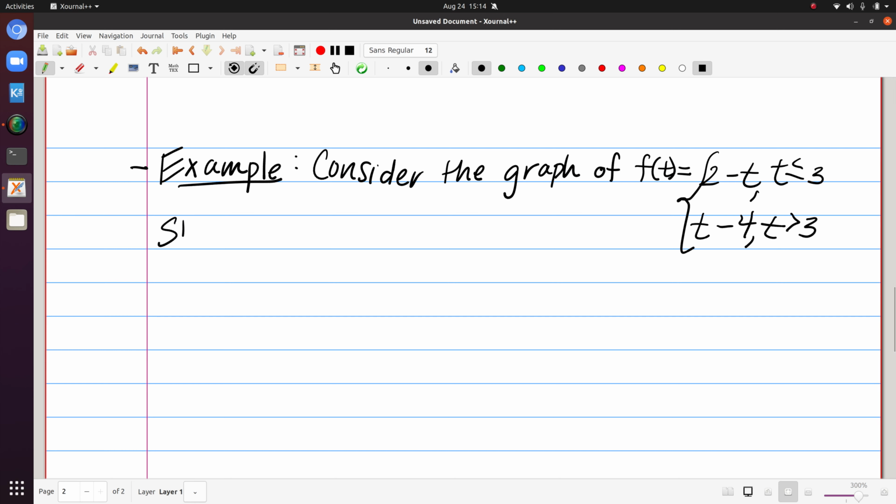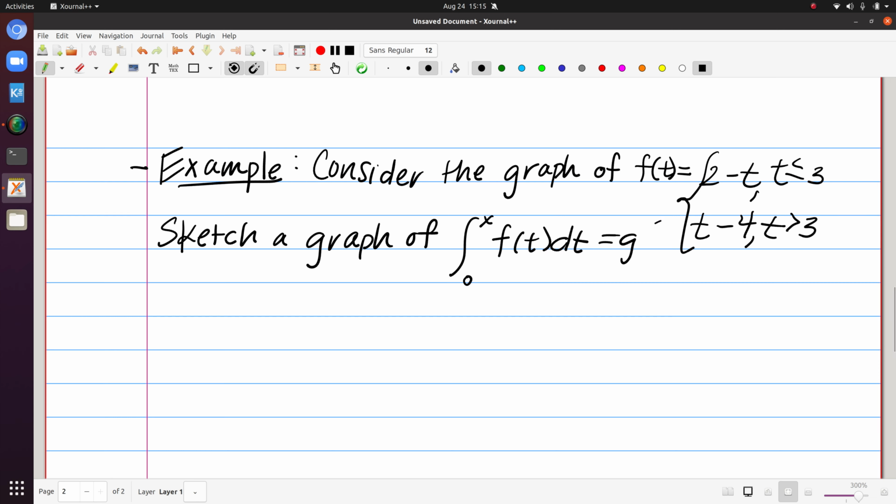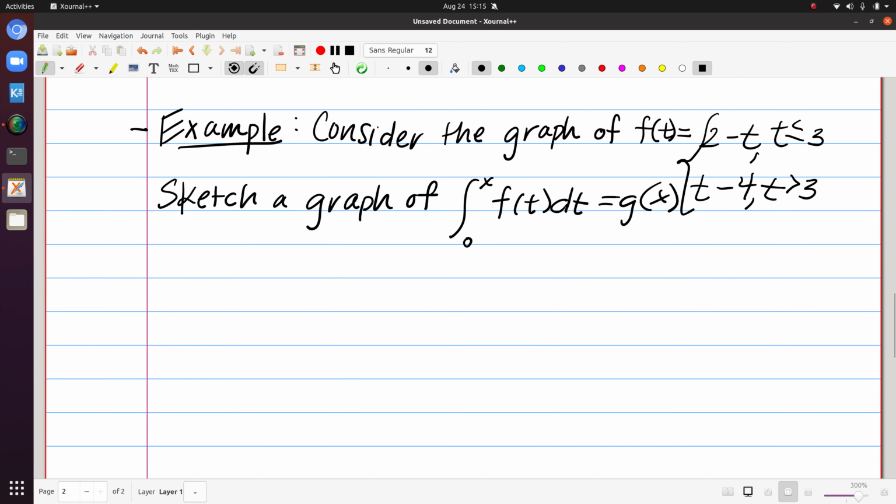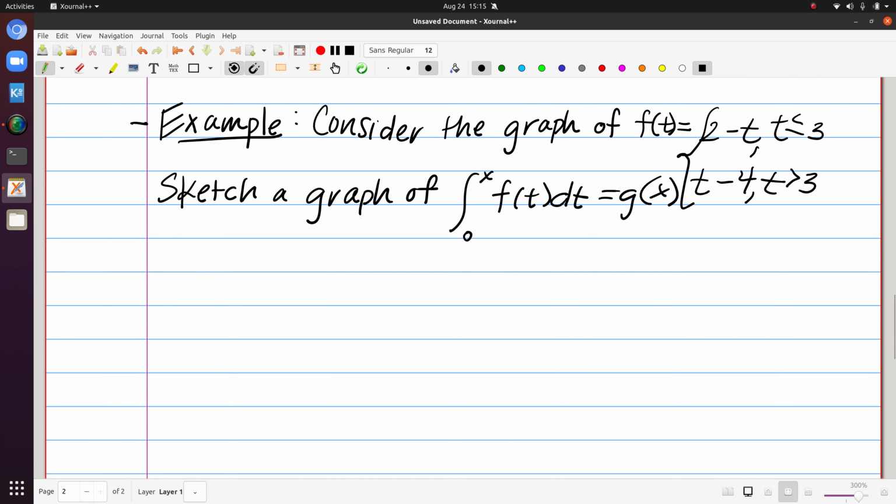And once we do that, we want to sketch a graph of the function that is the integral from 0 to x of f of t. And again, let's just refer to this as g of x. So to start with, let's focus on graphing f of t. So we are going to be looking at a piecewise defined function.